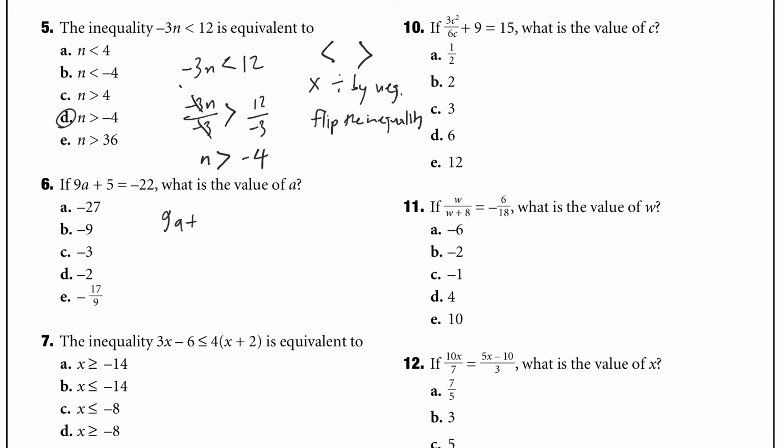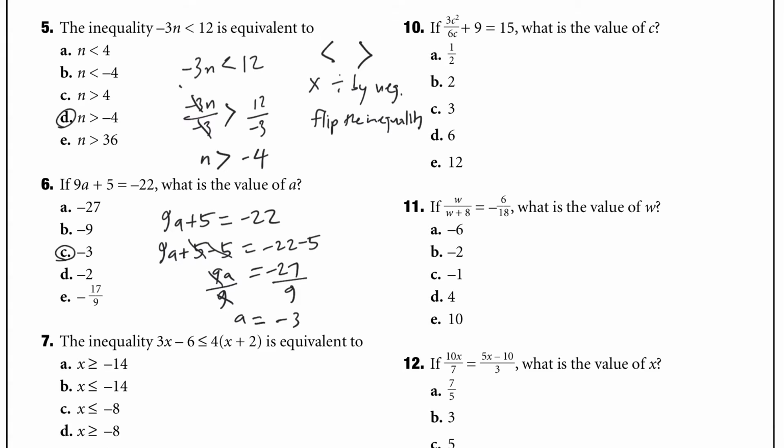9a plus 5 is equal to negative 22. First thing I want to do is to get rid of the 5 by moving it to the other side. And you can do this by subtracting 5 from both sides. So these cancel. 9a. I'm going to divide both sides by 9. So isolate a. A is equal to negative 3.